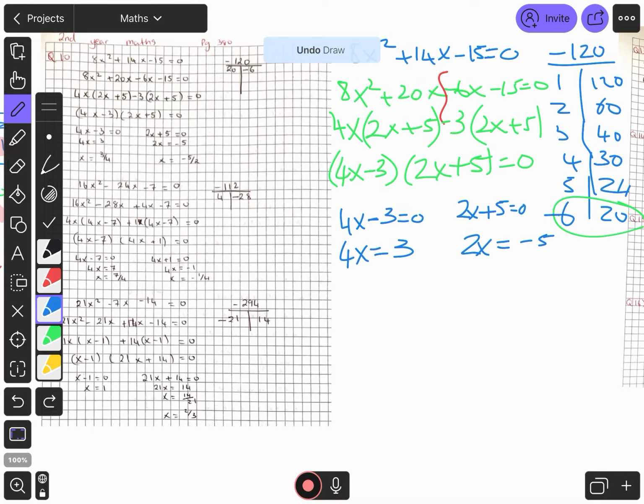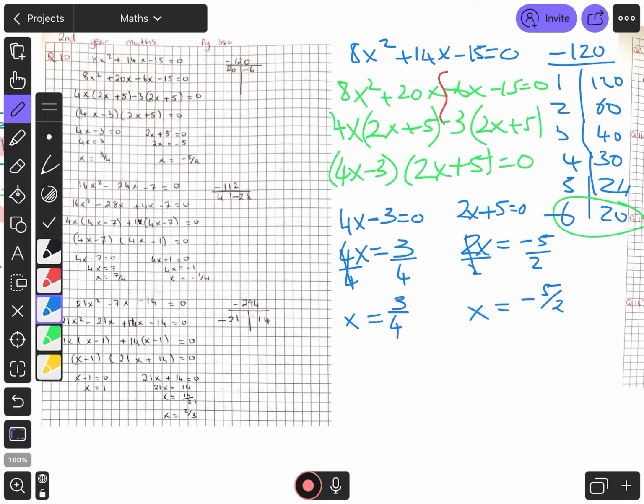Okay, I want to get x on its own, so I'm going to divide by 4 on each side, so I'm left with x equals 3 over 4, and here I'm going to divide by 2 on both sides to get x on its own, so I'll be left with x equals minus 5 over 2. Now just to be aware of it, the other thing you can do, let's say I had a different one, 3x minus 7 equals 0. What you're doing is you're changing the sign on this and you're dividing by this.